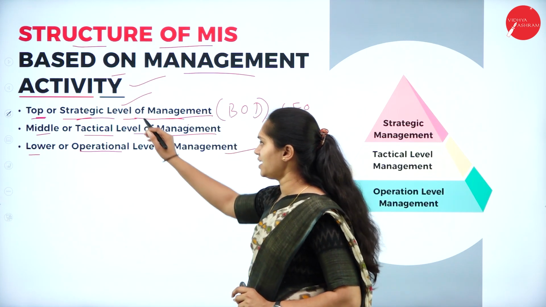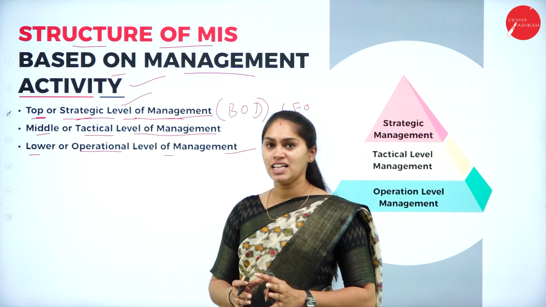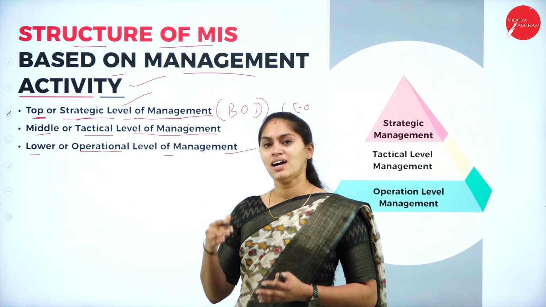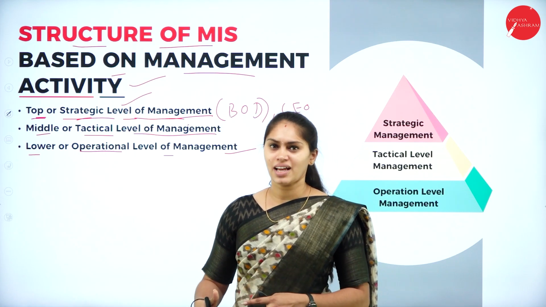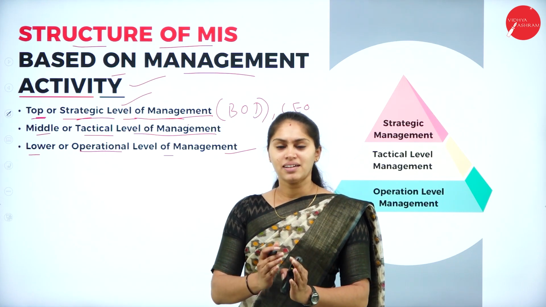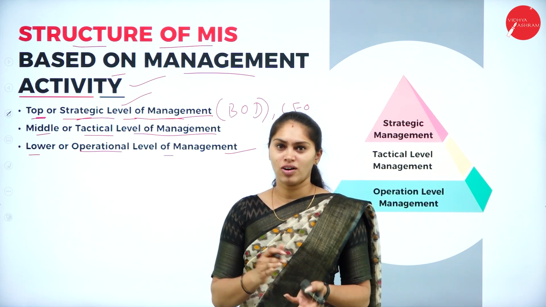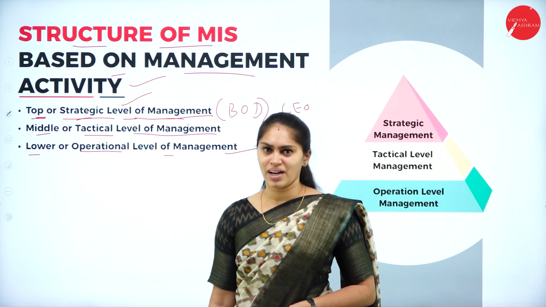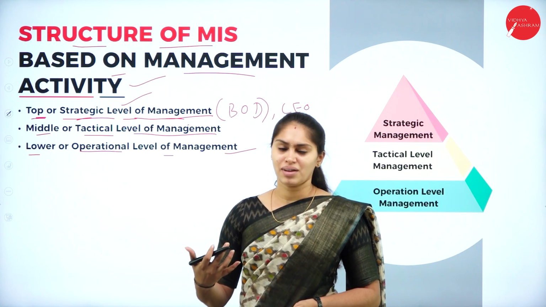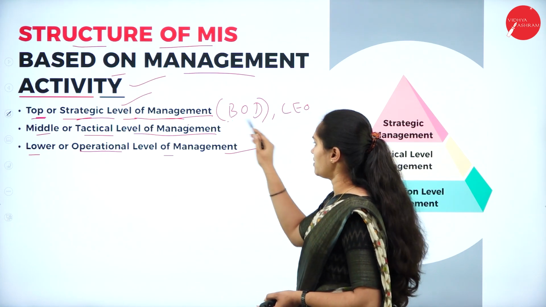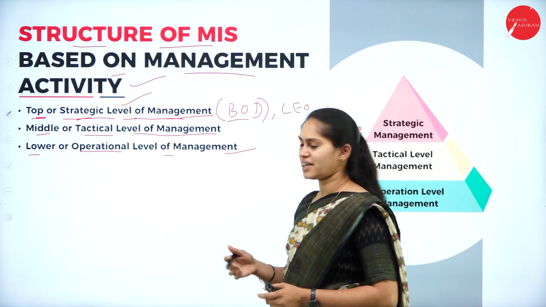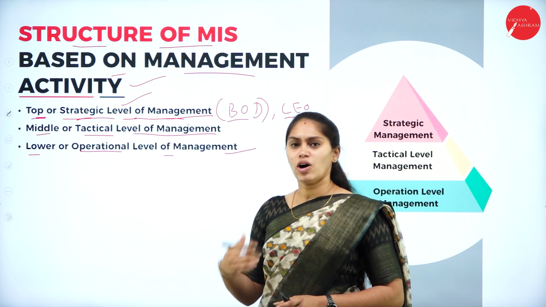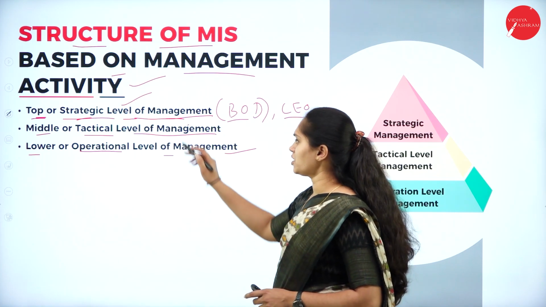This strategic level deals with long-term decisions. If I am taking any decision which will be either good or bad for my organization, I have to be ready to face all those consequences. Here, in the top or strategic level of management, there is decision-making capability. It includes the board of directors, the CEO of the organization, all the top level managers, and all the top level activities.